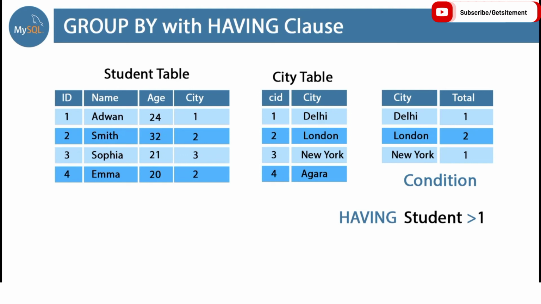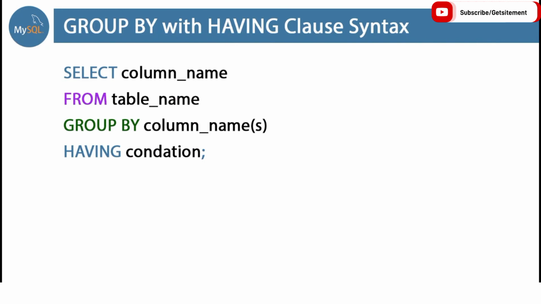So let's see the syntax. First we need to type the select command, and then we need to provide column names. From table name, group by column names. After group by, we need to provide the having condition. Just remember one thing: if you use a where condition, then you need to use it before the group by. And if you use a having condition, then we need to use it after the group by. And this having condition is based on the group result, not the table columns.